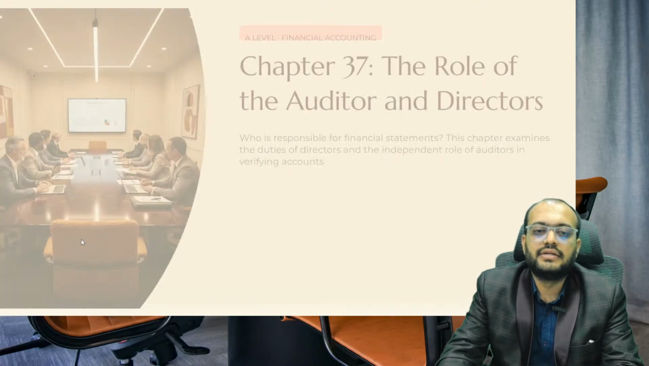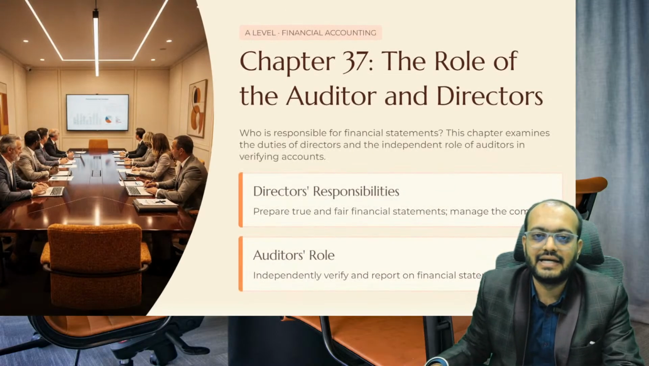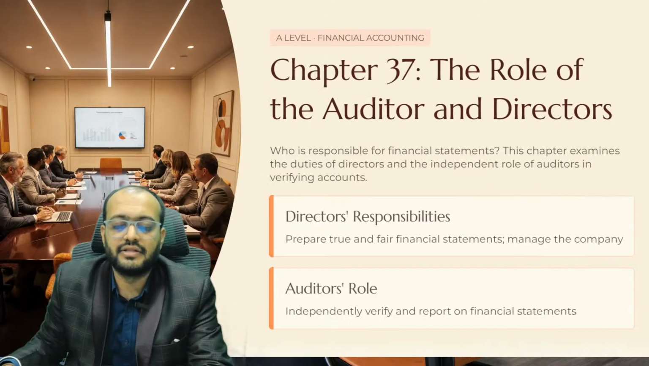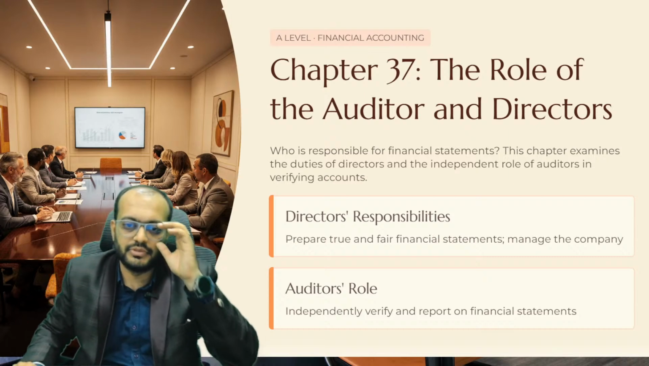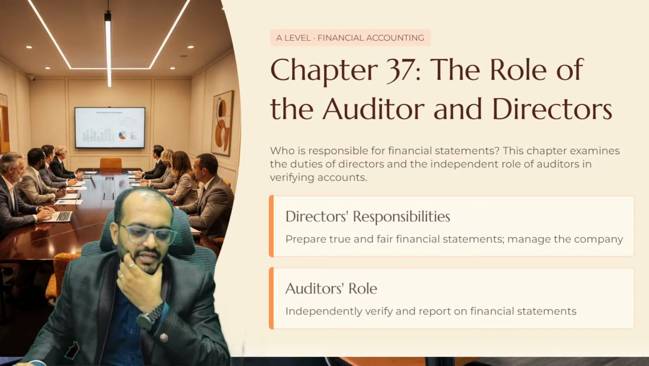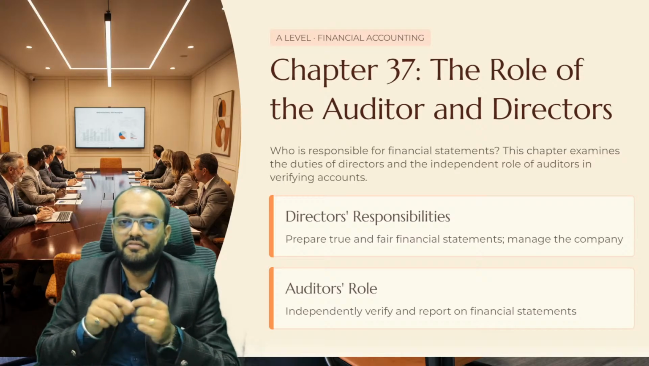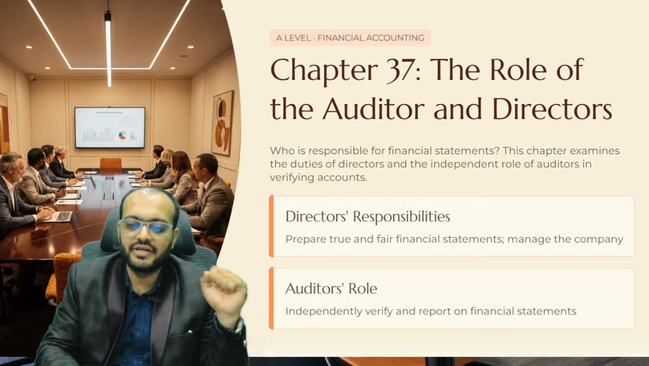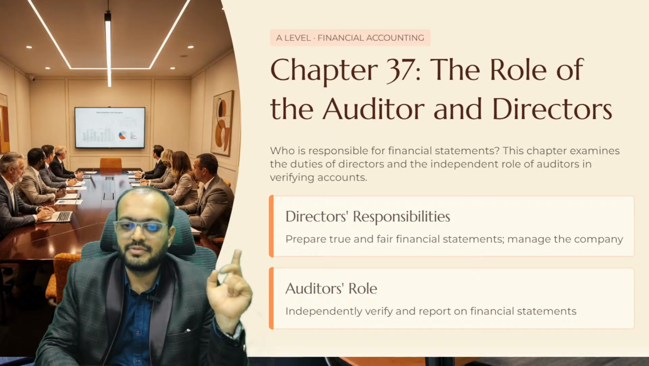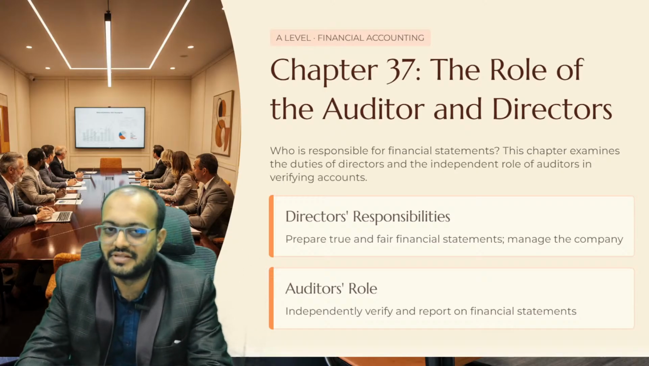Then moving to the next part, chapter number 37, role of auditor and directors. Of course, if there is a company, you would have heard about it. There is an auditor who is going to come into the business and audit everything. He will give the audit report at the end, right? But genuinely speaking, we have to understand their roles and responsibilities also. So in this topic, we are going to understand the directors' responsibilities, and we are going to study the auditor's role, what exactly they are expected to do in business.